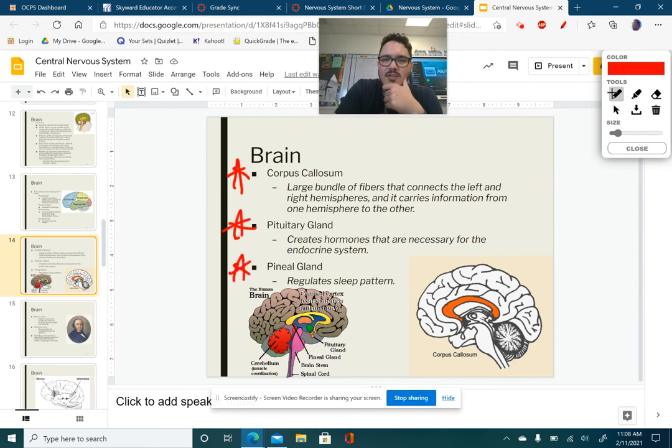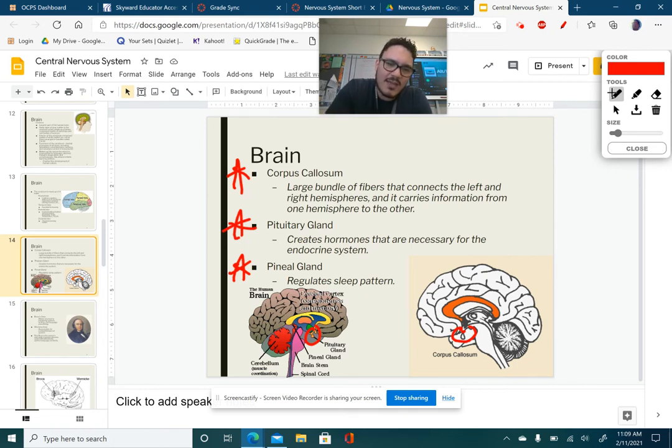Pituitary and pineal gland. You can see the pituitary gland right here, super tiny. You can also see it right here too, by the way. The pituitary gland is very important to the endocrine system. As you can see here, it creates hormones necessary for the endocrine system. When we do endocrine system content, we'll talk more about that. But the pituitary secretes 7 different hormones we're going to have to learn. So that's stuff that we're going to learn about in the future.